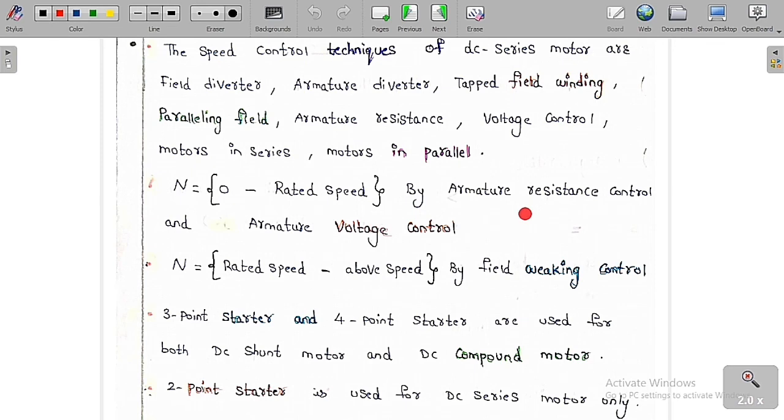So whether you go for the armature resistance control or the armature voltage control, you always get a speed which is below the rated speed or base speed. If you want the speed above the base speed, you use the field weakening control. So simply, if you want a speed below the rated speed, we have two measures: the armature resistance control and the armature voltage control. If you want above base speed, there is only one method, which is called the field weakening control.